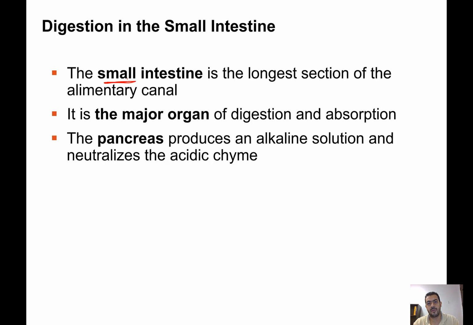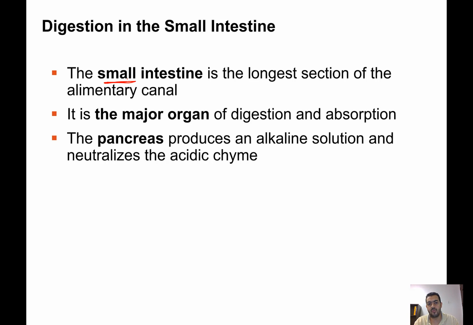If you remember, the food is reaching the small intestine from the stomach. Within the stomach, it has been mixed with the acid. Now we have a chyme which is highly acidic. If it is allowed to pass through to the small intestine, this will damage the lining of the small intestine. That's why we have to neutralize this acidity by alkaline solutions being secreted by the pancreas.